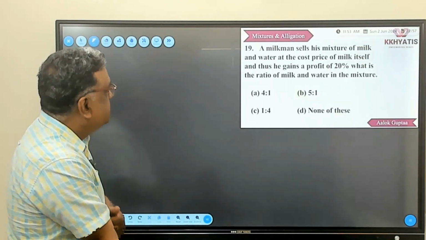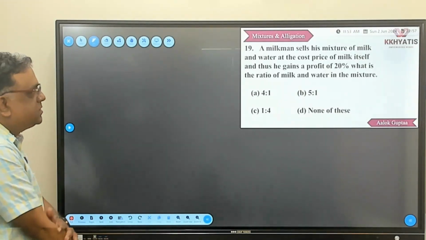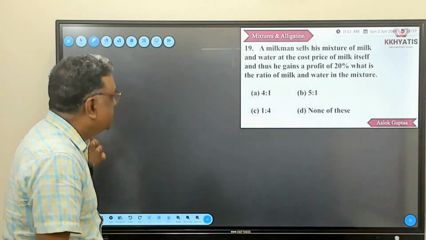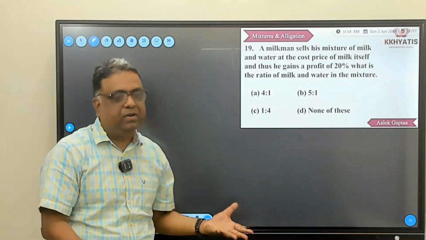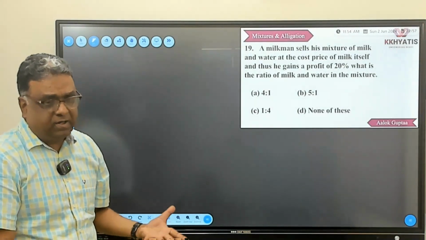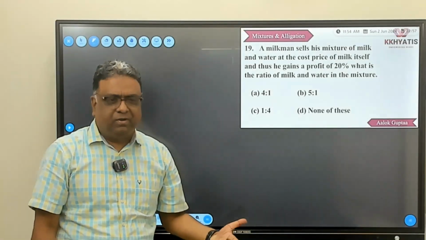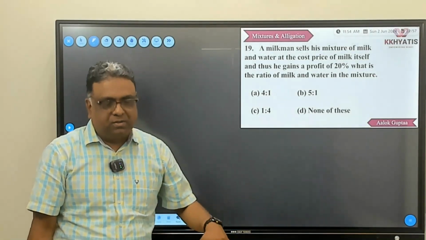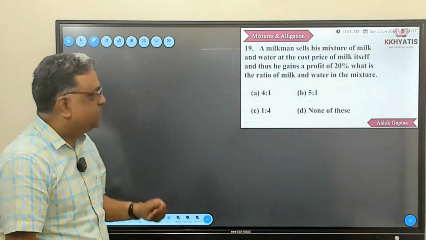A milkman sells his mixture of milk and water at the cost price of milk itself and thus he gains a profit of 20%. What is the ratio of milk and water in the mixture? Again, we have done this kind of sum earlier where it was 11.11% profit he got because of adding water. So what was the water mixed per liter? So the same type of concept.